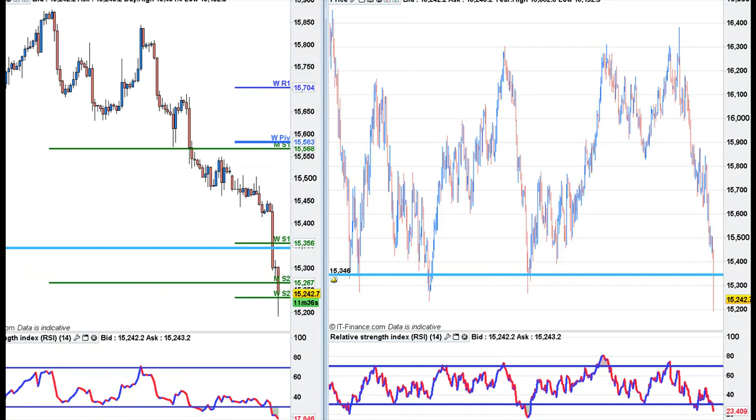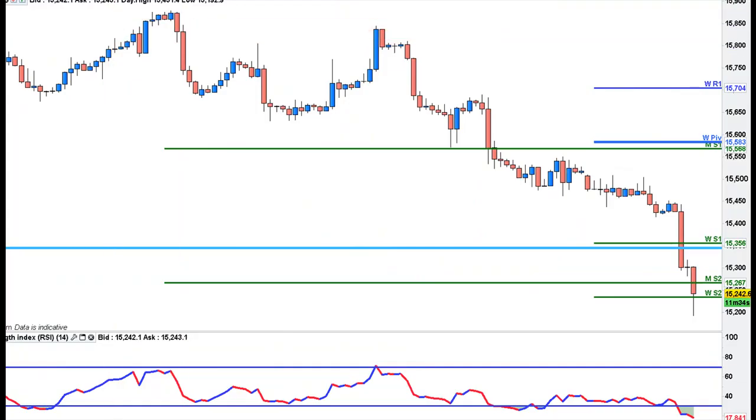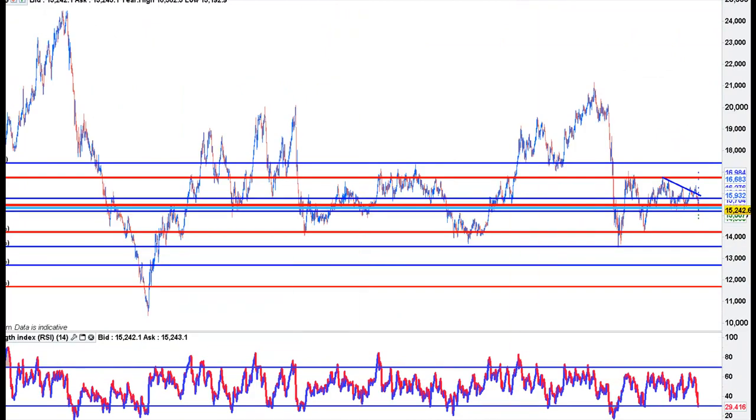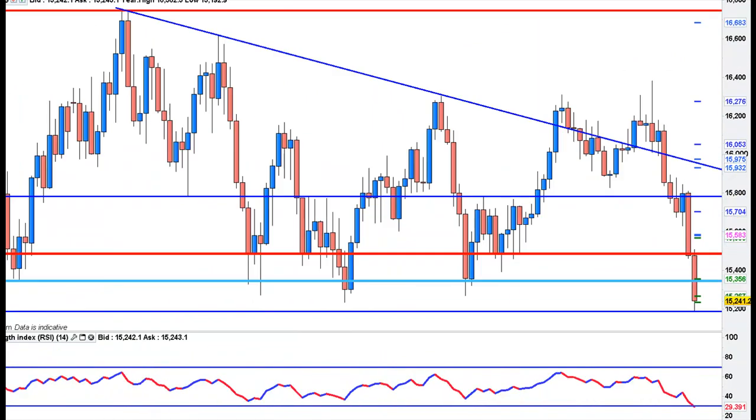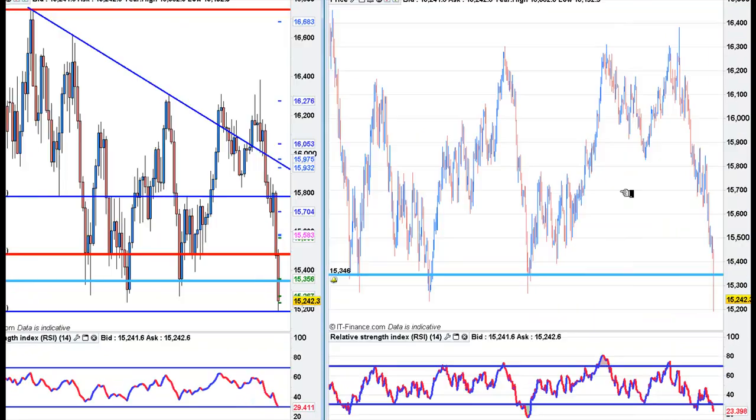If we look at the weekly, we have touched the bottom of the fib zone. We have come in contact with the bottom of the fib zone, and even in the weekly chart we are oversold. But there's the pullback alert. I will short that area if that alert sounds off.